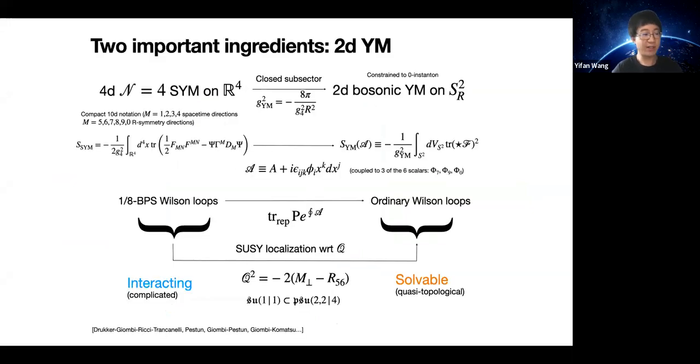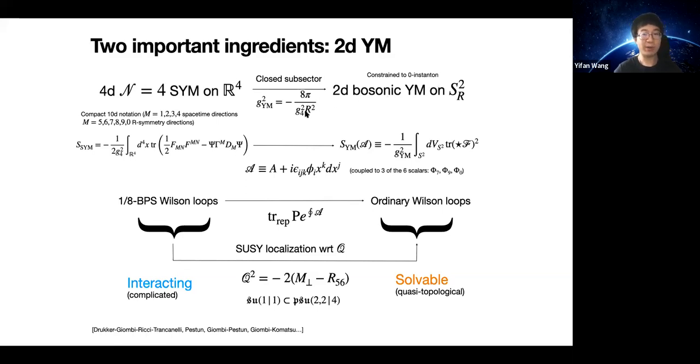Before I talk about the defect Yang-Mills, I want to review two important previous works that led to the current development. First is the discovery of a 2D subsector in the 4D N=4 super Yang-Mills on flat space or on S4 by a Weyl transformation, thanks to the work of these people. It was discovered that the emergent 2D Yang-Mills sector is described as the usual 2D Yang-Mills theory, but constrained to the so-called zero instanton sector. This is the 2D instanton sector, not to be confused with the 4D instantons. This is also known as vortices in the two-dimensional gauge theory context.